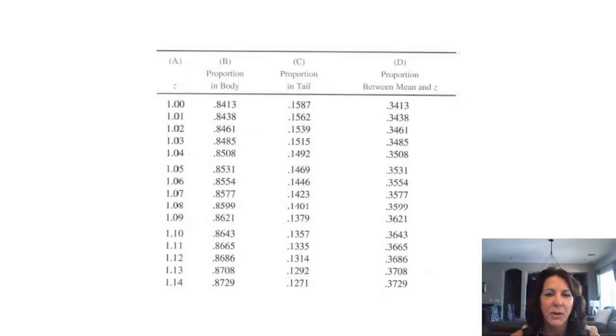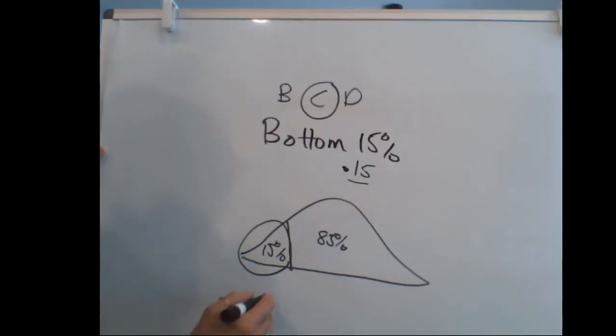For this last one, we were looking for the closest thing to 15% in the tail, and we have 0.1492 as our closest, which gives us a z-score of 1.04. But remember, we're looking for scores that are in the lowest or bottom 15%, so our z-score is actually going to be a negative 1.04. That gave us a z-score of 1.04, but since this is below the mean, it's a negative 1.04. So a z-score of negative 1.04 sets off the bottom 15% of the distribution.